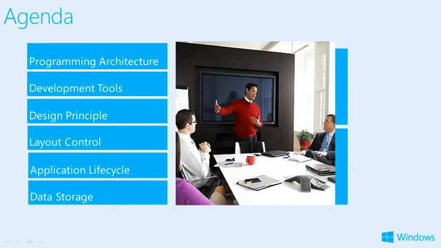In this course, I'll first compare the programming architectures between iOS and Windows Store apps. Next, I'll introduce the required development tools. Then I'll give you an outline of the design principles for Windows Store apps. After that, I will compare the difference between iOS and Windows Store app controls. I will also talk about application lifecycles in these two platforms. Lastly, I will introduce how to load and install application settings or arbitrary data into a device.